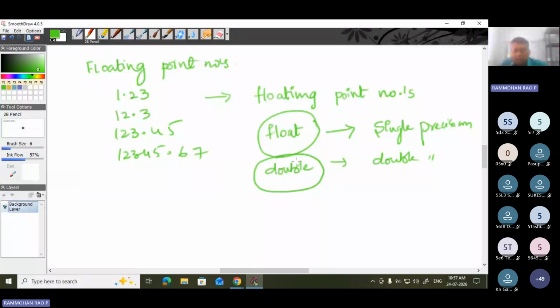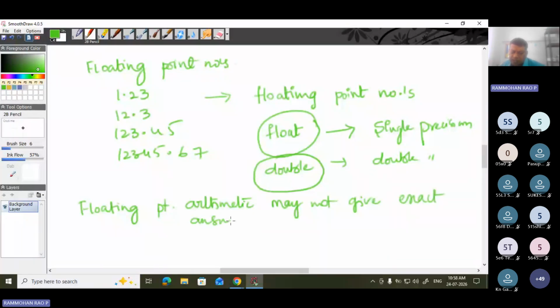Now, hope these two things are clear. Now, another important point. I told you in both the classes, floating point arithmetic operations generally don't give you exact, accurate answers. Floating point arithmetic may not give exact answers every time.